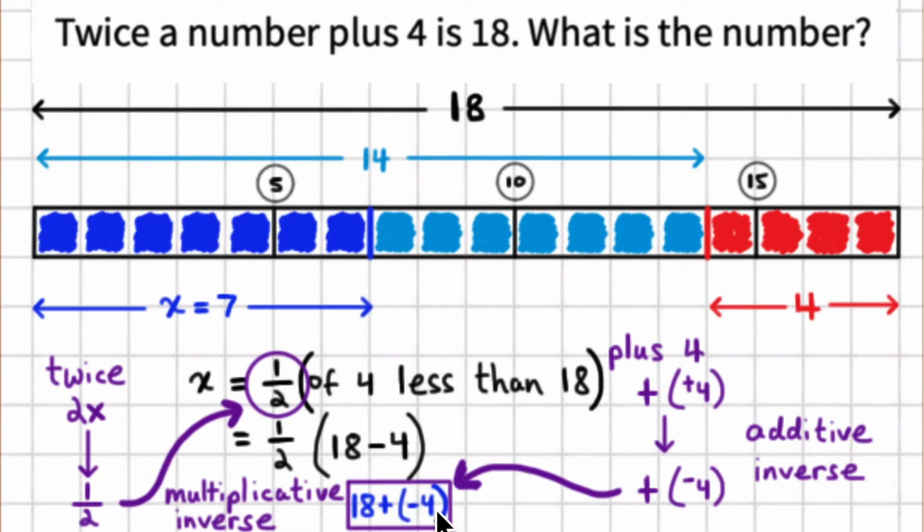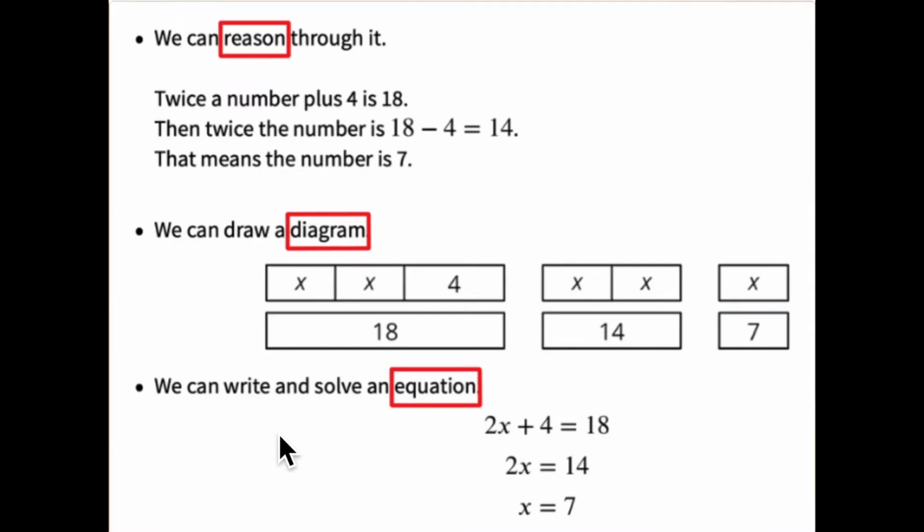So 18 plus a -4, by the way, is the same as 18 minus 4. So you're taking off those 4 units, or you're adding a -4 to those 4 units. So once again, the multiplicative inverse and the additive inverse. Another method is to write and solve an equation.